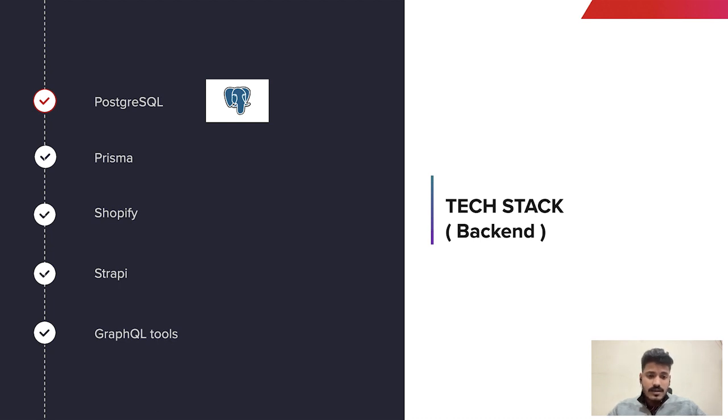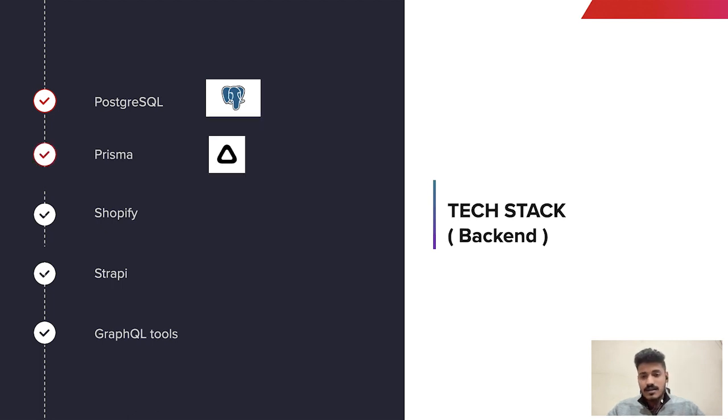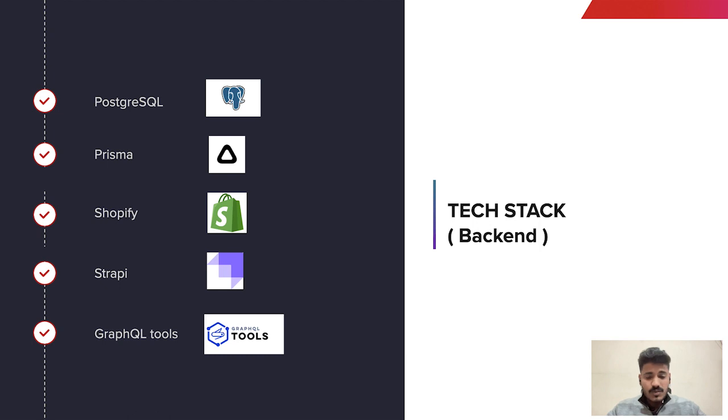And in the backend, we have used PostgreSQL as our database, and Prisma, which is an open source database toolkit that makes it easy to work with databases in a type-safe way. Then we have used Shopify, which provides a robust set of APIs that allows developers to interact with the platform and build custom functionalities. Then we have used Strapi for content management, and the GraphQL Tools library for building and testing GraphQL schemas in JavaScript.